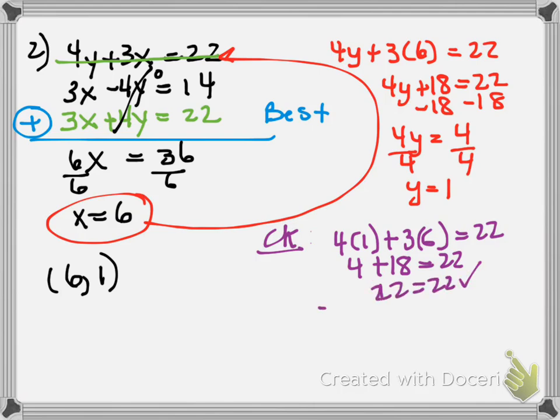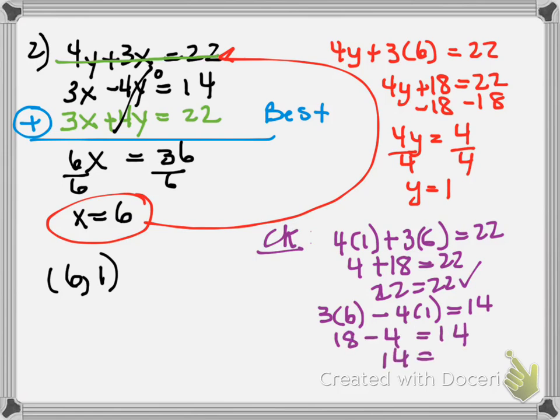How about the second one? 3 times the x value, 6, minus 4 times the y value, 1, equals 14. So I get 18 minus 4, and I get 14 equals 14. So it satisfies both, and so now I'm confident with this one.